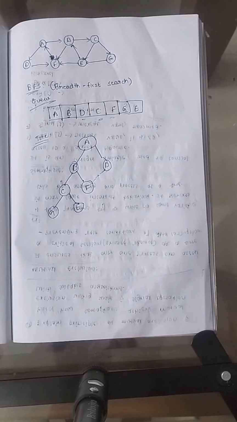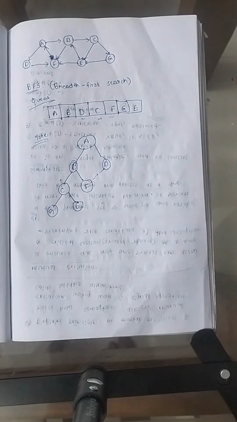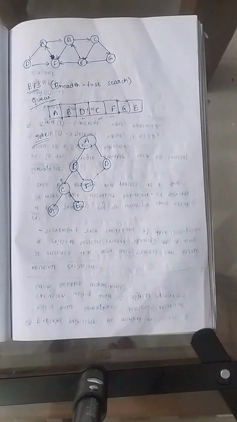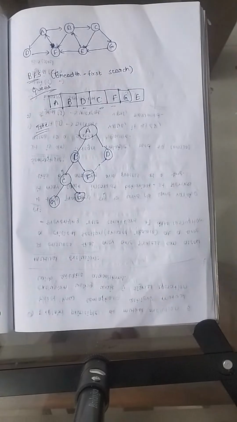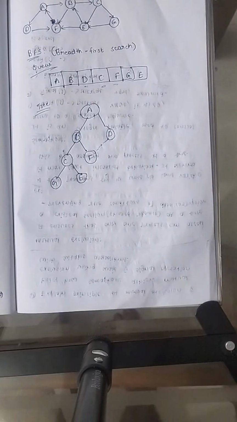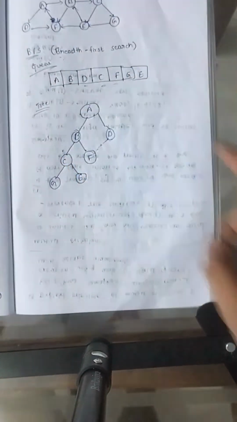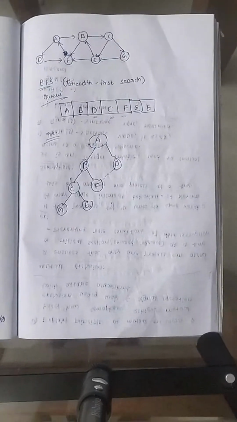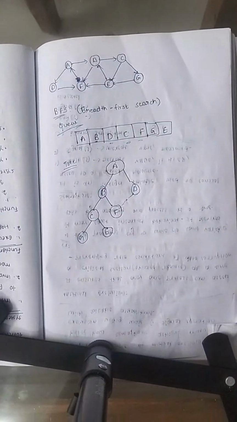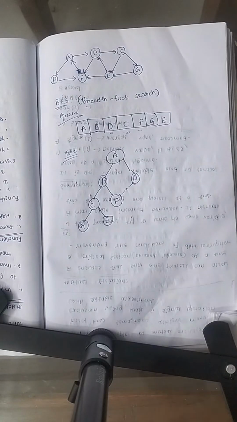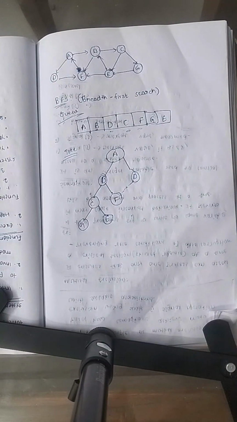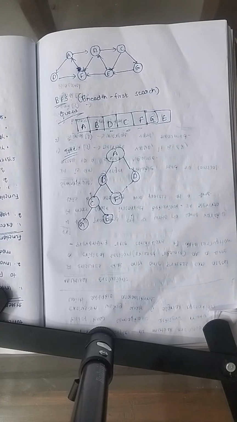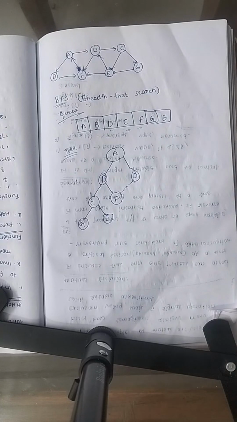First observe the graph. This is a directional graph. You can ask me what is the difference between a directional graph and a non-directional graph. See here, arrow marks are there, right? By seeing arrow marks you should know these are directed ones. If there are no arrow marks then we can say it is not directional. The non-directional one is very easy if you ask me.